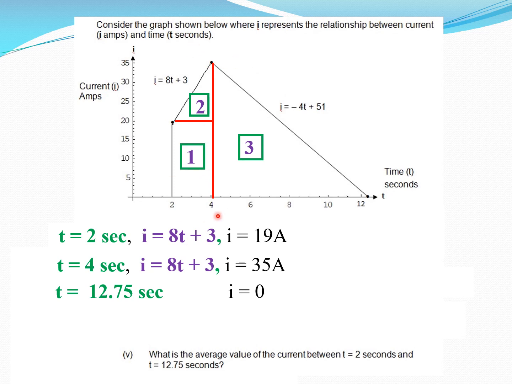Now, at t equals 4, the two lines meet. We didn't specify that in the question, but just to mention it here. If you put 4 into the second equation, you get minus 4 times 4 is minus 16, and minus 16 plus 51 is also 35. And at t equals 12.75 seconds, the height is 0. We already had that in the previous slide.